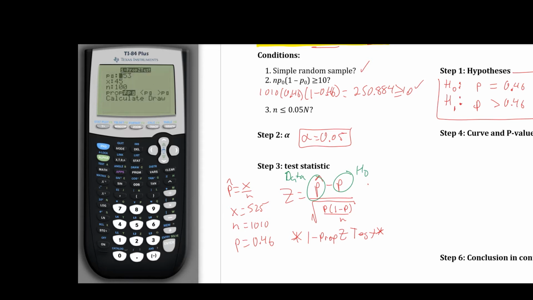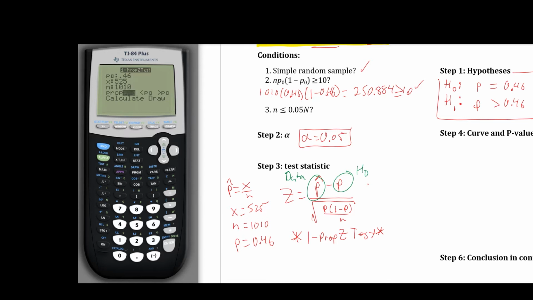Well, it says p, and there's a little 0 next to it. That's the proportion from the null hypothesis, what we're assuming to be true until we have evidence to suggest otherwise. So in this case, that is 0.46. x in this case is what? 525. n is what? 1,010.